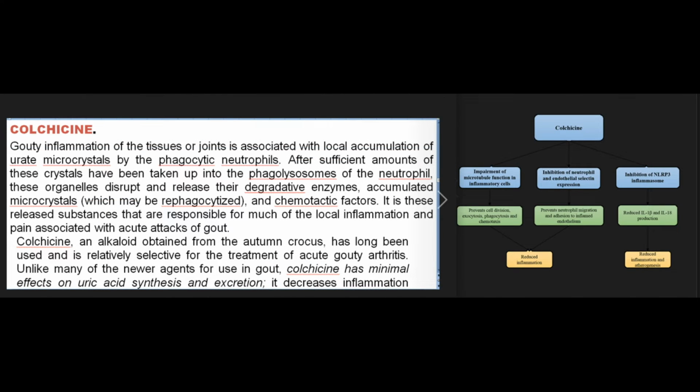Colchicine. Gouty inflammation of the tissues or joints is associated with local accumulation of urate microcrystals by the phagocytic neutrophils.